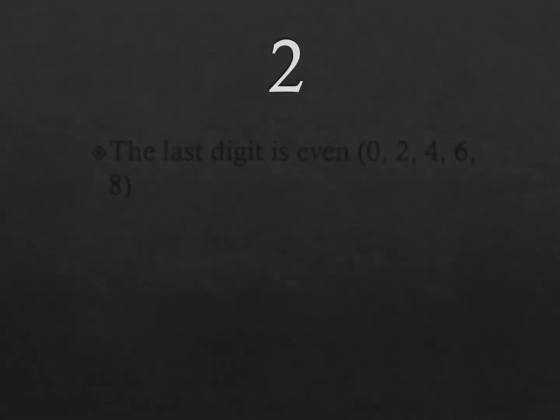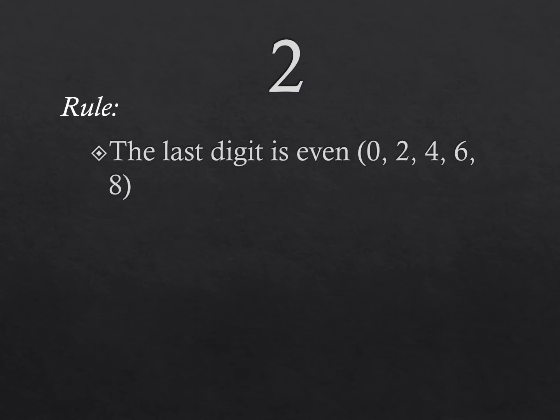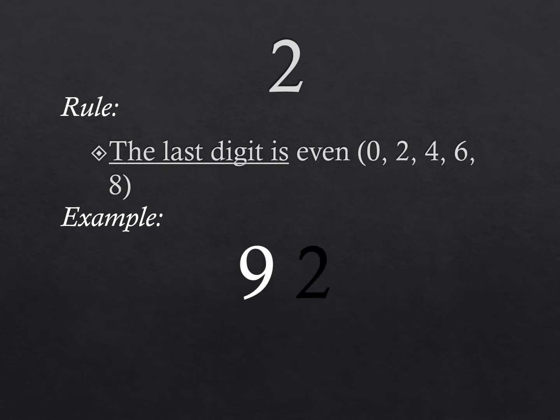So for 2, the last digit is even. So we have to check if the last digit is 0, 2, 4, 6 or 8. For example, let's say I have got 92. The last digit is 2 over here. It means it is divisible by 2.